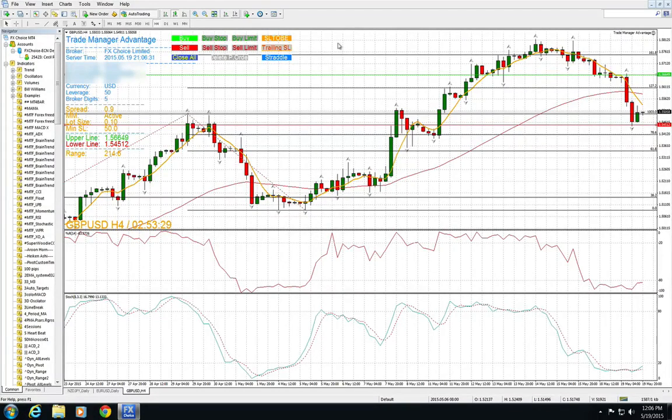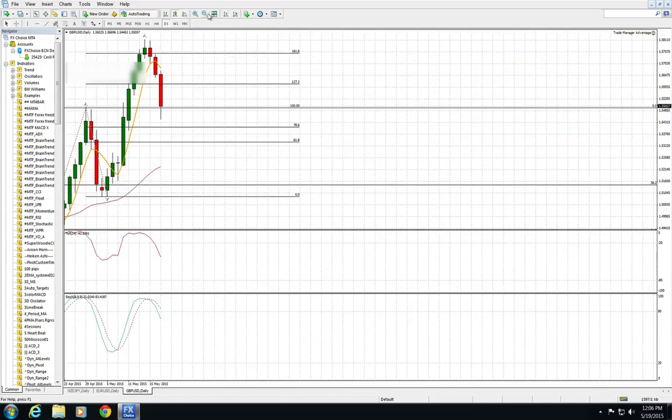I want to show you a classic continuation trade along with a couple of other trades such as breakouts. We also have what we would consider an intermediate term low trade as well, and we're going to discuss all three of those trades here in this particular market, the pound dollar. First off, let me go up to the pound dollar daily chart.